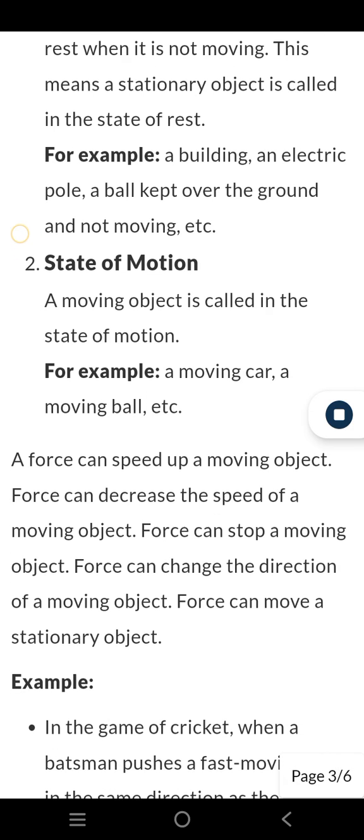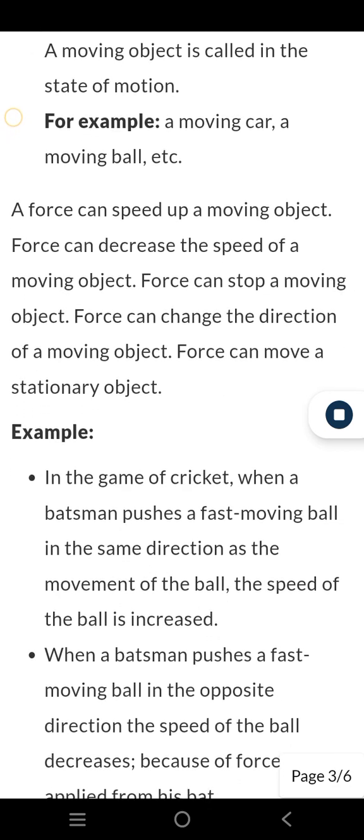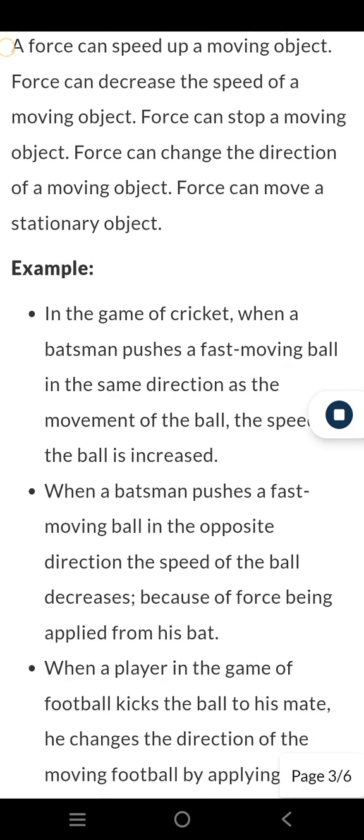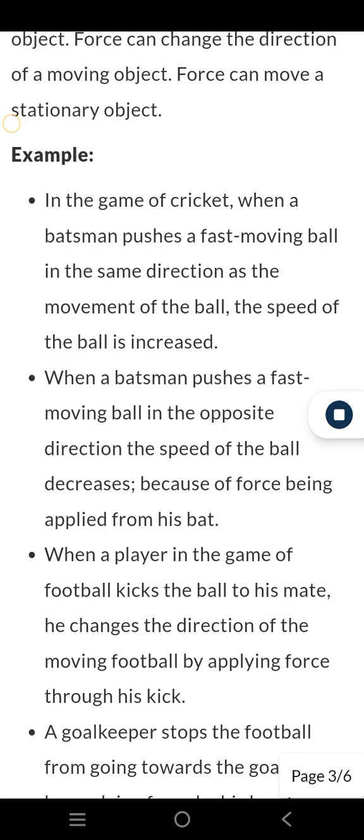A force can speed up a moving object. Force can decrease the speed of a moving object. Force can stop a moving object. Force can change the direction of a moving object. Force can move a stationary object. Example: in the game of cricket, when a batsman pushes a fast-moving ball in the same direction as the movement of the ball, the speed of the ball is increased.